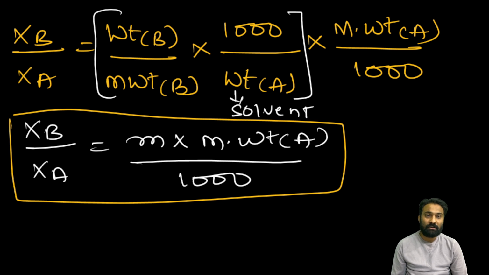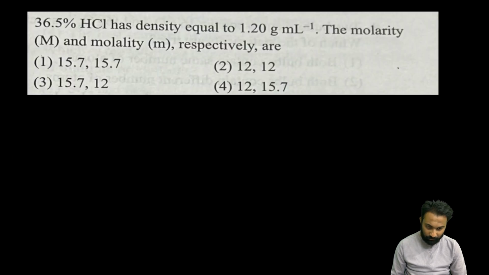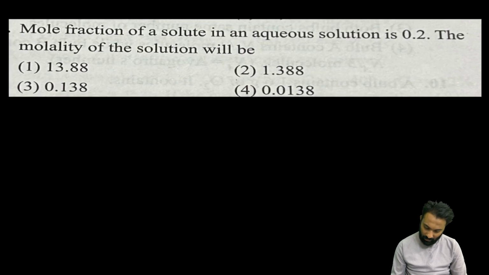Sir, how will the questions be asked on this relationship between chi A and the molality? Now see, one question we will do. This is on the basis of molarity and molality. The mole fraction of a solute in aqueous solution is 0.2. The molality of the solution will be, it is asking. Now you see, the data they have given is on the basis of mole fraction, and they are asking the answer in molality.